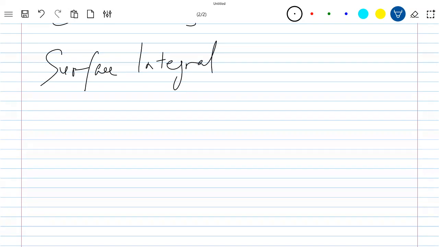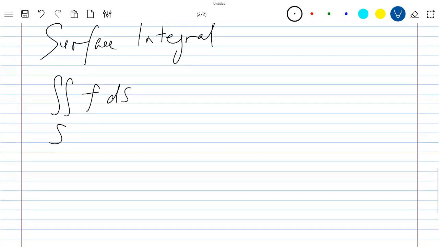So surface integral also has the scalar part and the vector part. So the vector part would be f dot dS. And just like the curve, you want to integrate, so you have to parameterize this surface.